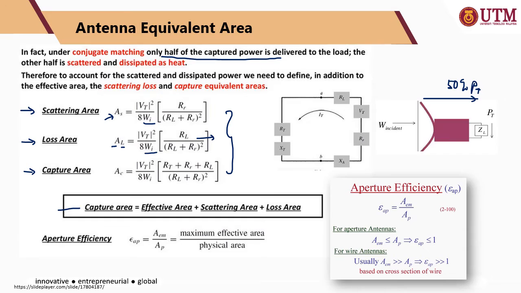The capture area, AC, is equal to the effective area AE plus the scattering area AS plus the loss area AL. Another important parameter to take note of is the aperture efficiency, which is the ratio of the maximum effective area to the physical area of the antenna. For aperture antennas, the aperture efficiency should be less than 1, while for wire antennas, the aperture efficiency should be larger than 1.